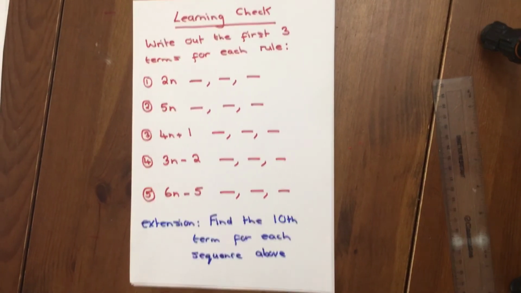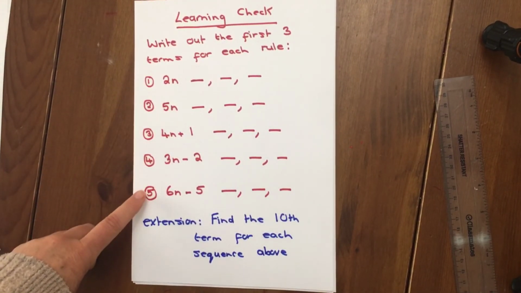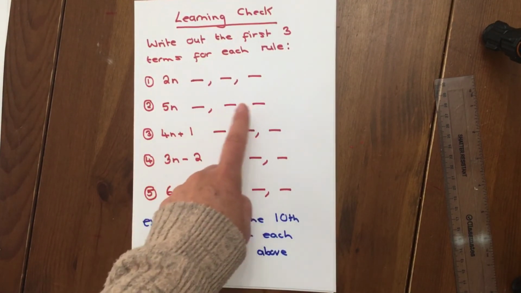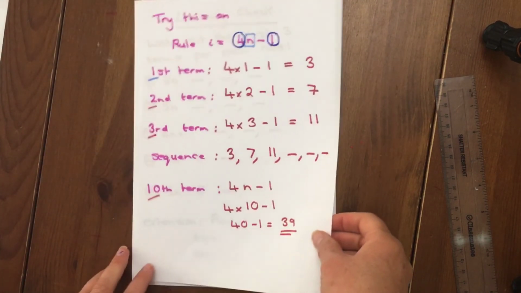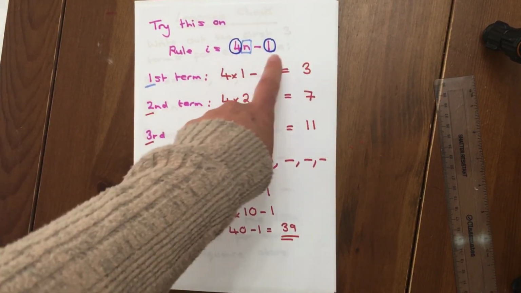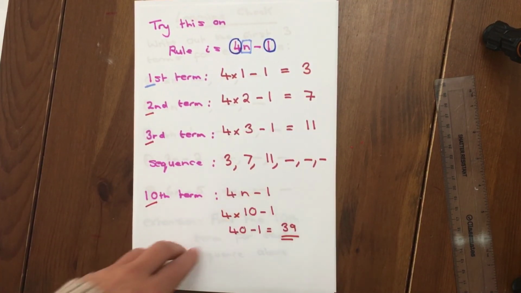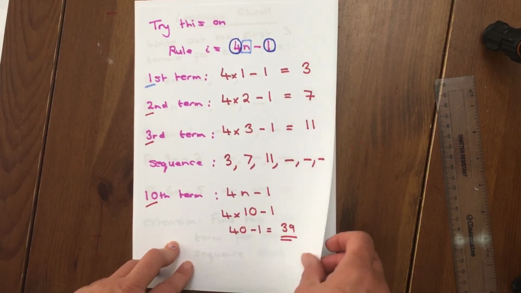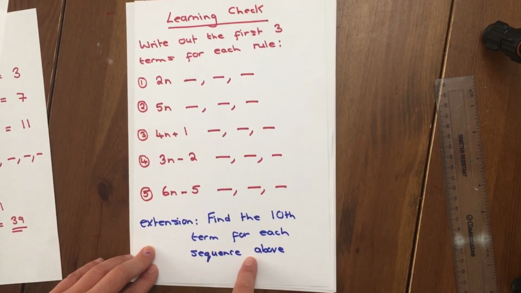Okay, so this is the learning check I would like you to do. There are 5 questions, and I would like you to find the first 3 terms of each sequence. So think about setting it out like I showed you in the video. You can set that out in your books. So you can write down the sequence, but work out each term, and then work out the first 3 terms. The extension is to find the 10th term for each sequence. I've written that at the bottom here. Find the 10th term for each sequence above.